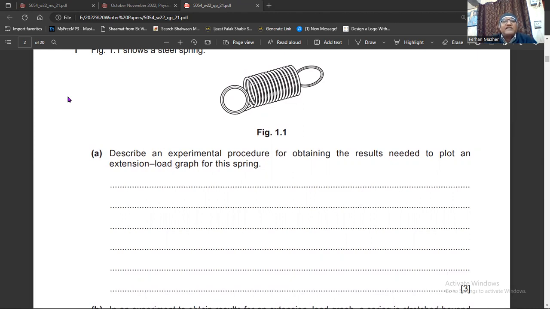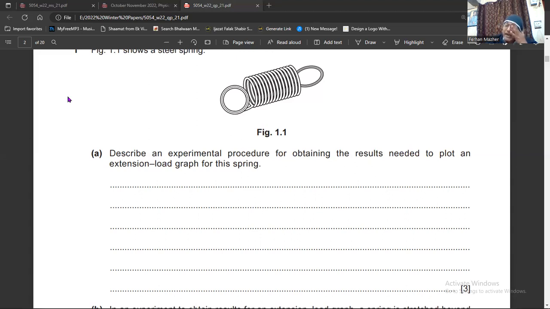Then we will increase the load to 2 newtons and note down the length. We will call it L2. We will calculate the extension, which will be L2 minus L0. In the same way, I will gradually increase the load to 10 newtons, each time giving an increment of 1 newton load, and I will note down the extension.